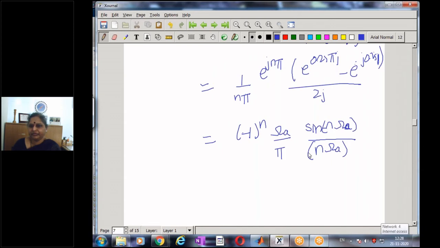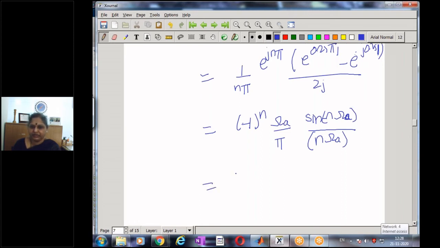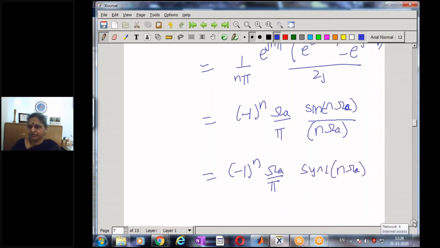I have an n, so n goes within the bracket. I had a pi, so I multiplied and divided, and I have the pi remaining. I multiply and divide by omega a because I want to convert it to a sinc function. So now I have it as minus 1 to the power of n omega a by pi sinc n omega a. And what is omega a?